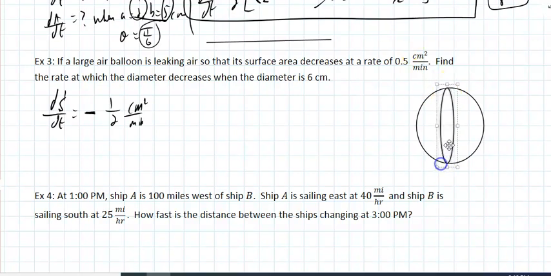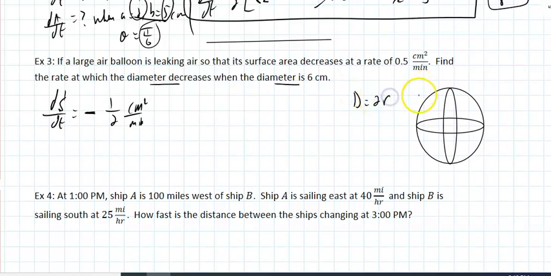You have a sphere, something like that. It's leaking air out. Find the rate at which the diameter decreases when the diameter is 6 inches. Okay, diameter is twice the radius. So I know the surface area for a sphere is 4 pi r squared.